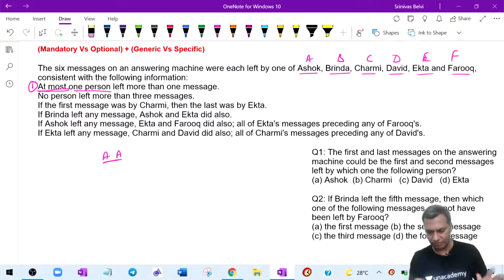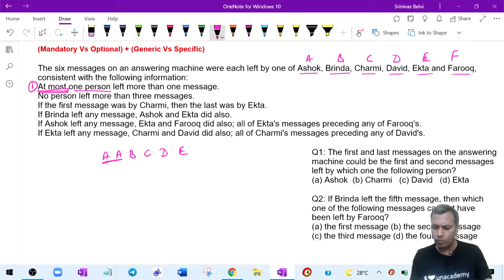The two messages are left by A and one message by B, one message by C, one message by D, and one message by E. 6 messages are there. Is this possible? This is possible because there is one person who left more than one message. Okay, yeah, that's because at most, maximum one person.